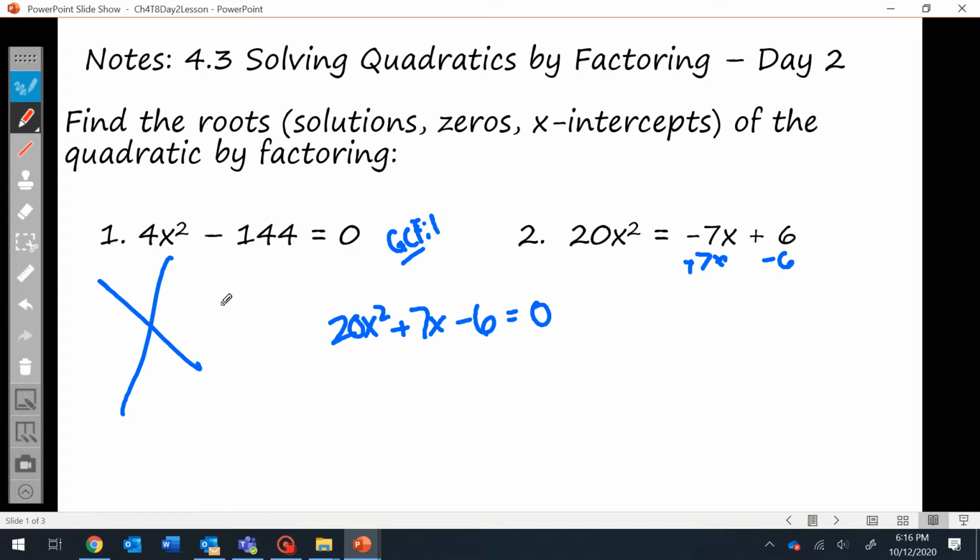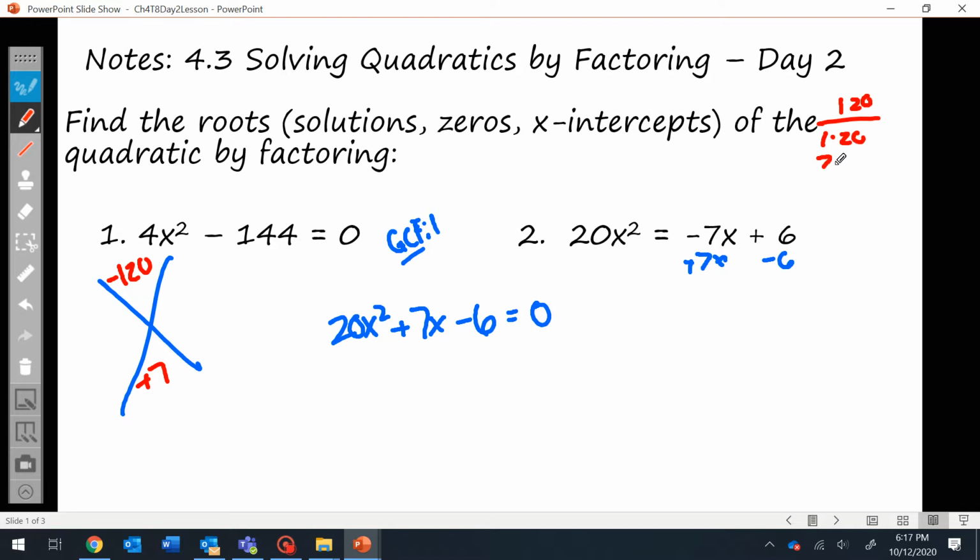Alright, and the top is a times c. So 20 times negative 6. So that's negative 120. And the bottom is b, which is positive 7. So I'm looking for two numbers that multiply to negative 120 and add to 7. So I'm actually going to have to go through these because I don't know what they are.